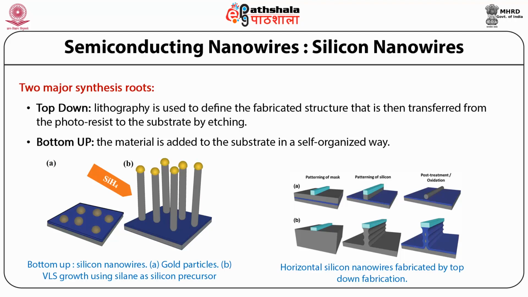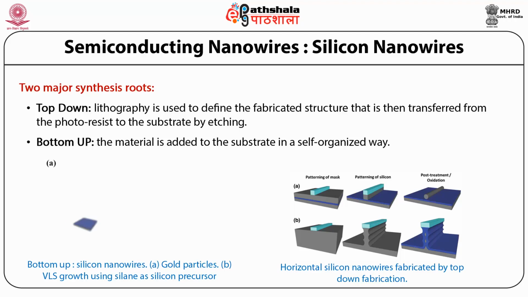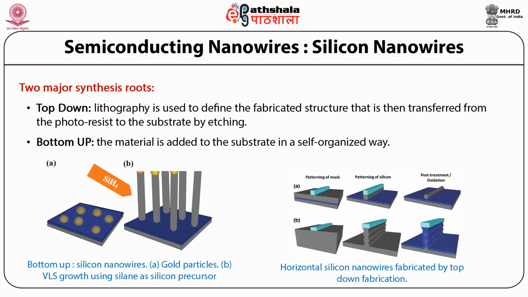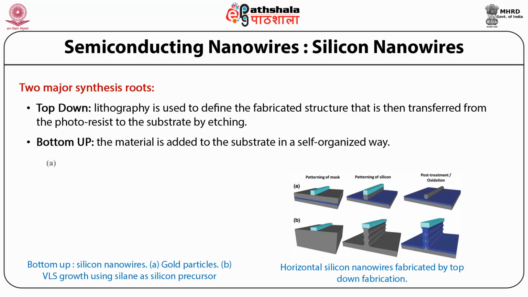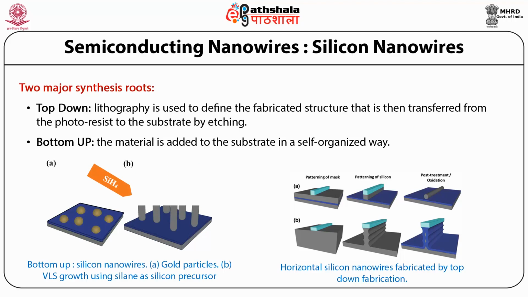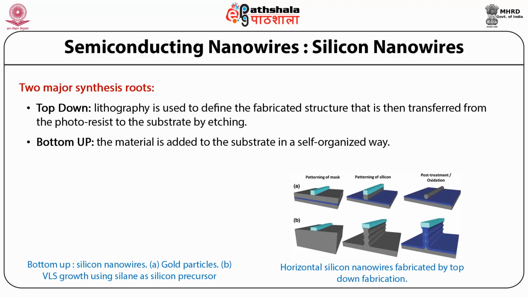First, I will discuss the semiconducting nanowire. Nanowires are of great interest due to their potential application in electronics, optoelectronics, and sensor applications. In this class of nanowire, silicon nanowire has received the most attention due to the historical role of silicon in the integrated circuit industry.